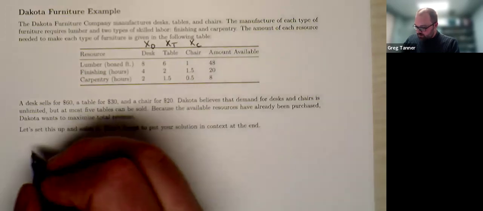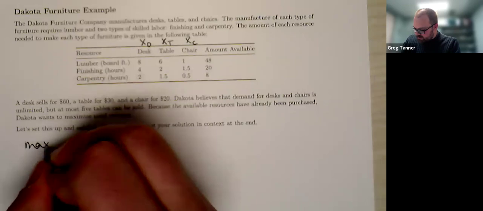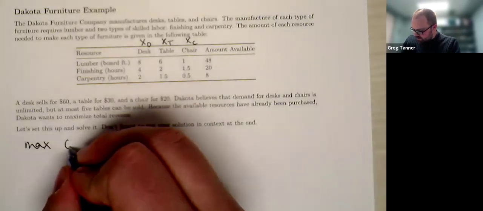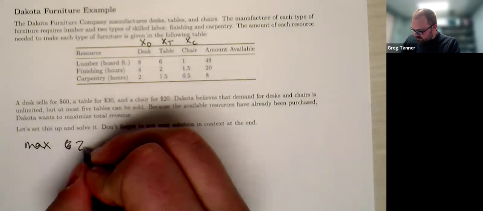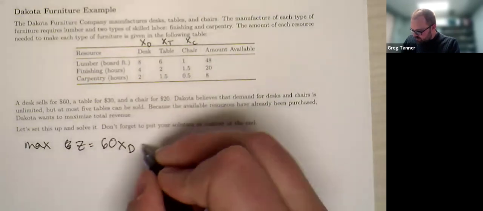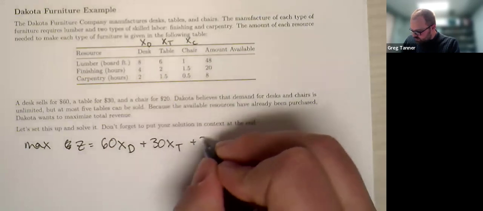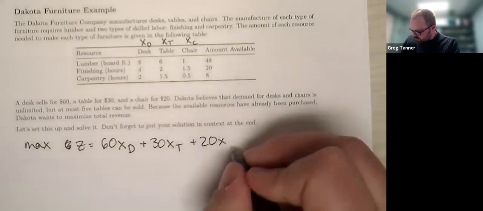So our objective is that we want to maximize here. I'll say Z equals 60XD plus 30XT plus 20XC.